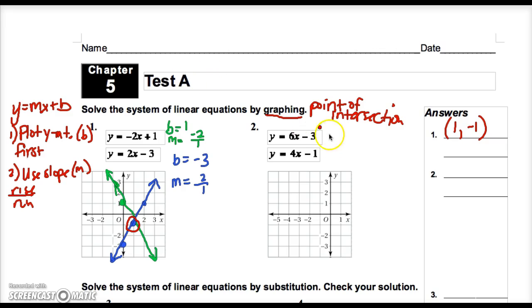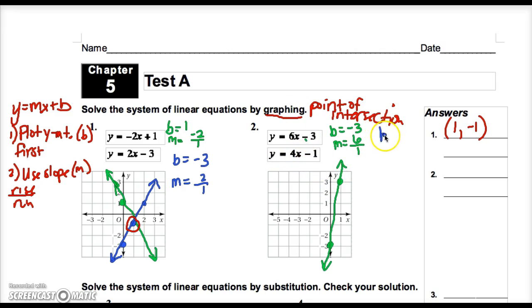Okay, on number 2, we have y equals 6x minus 3 and y equals 4x minus 1. So on the first equation, my y-intercept is a negative 3, and my slope is 6, which is 6 over 1. So I'm going to plot my negative 3 first. And then my slope tells me that I need to rise 6 and run 1. So there's that line.